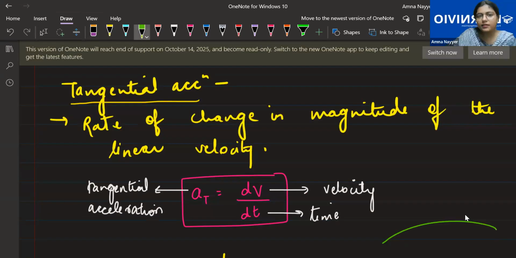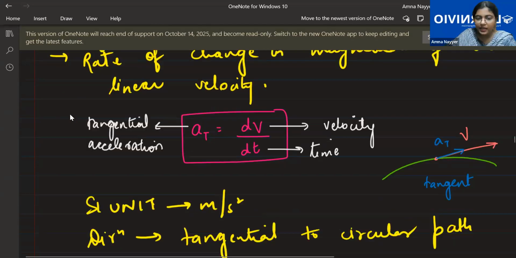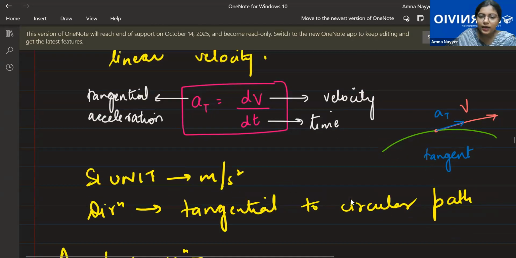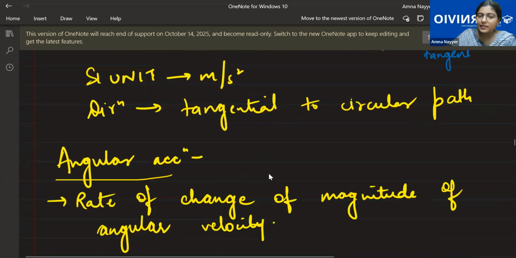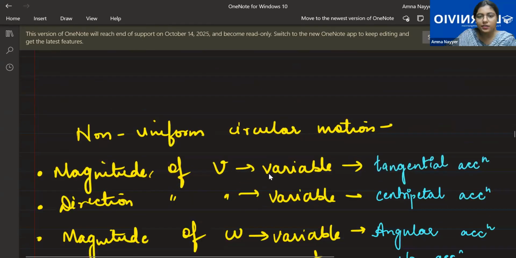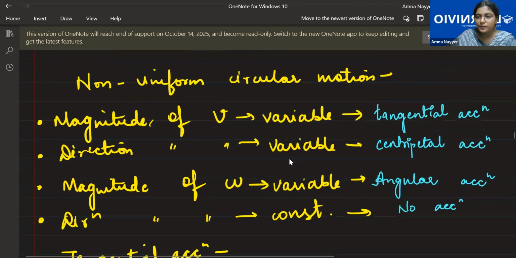How will we figure out its direction? Direction is very simple. It will be parallel to the linear velocity. Linear velocity is tangential, so the tangential acceleration is also situated along the tangent. Remember, this is always situated along the tangent. That's why we call this the tangential acceleration. SI unit is meter per second square, direction is tangential to the circle. Now you write it till here, then I'll start with angular acceleration. Write it down from here.